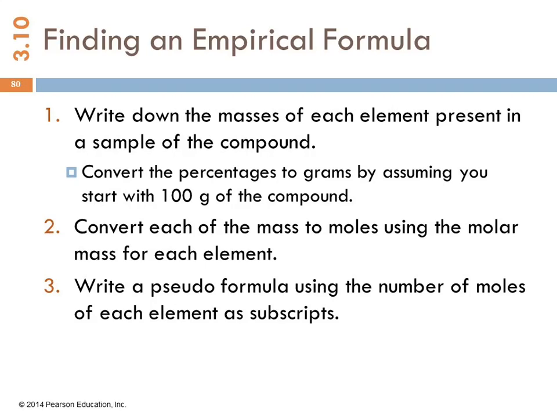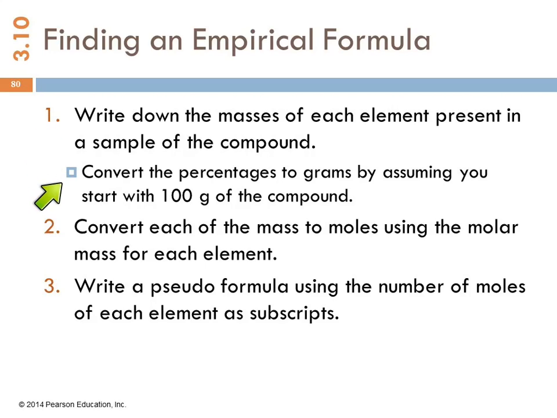Finding the empirical formula is not really difficult. It's just a series of steps, and it's easy to get lost and forget what step you're on and where you're going. So here's the list of things that we're going to do. First, we write down the masses of each element present.